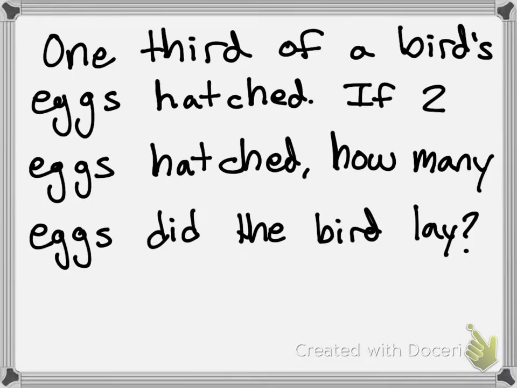So, 1/3 of a bird's eggs hatched. If 2 eggs hatched, how many eggs did the bird lay? We already know what our variable is. What is our unknown, Adriana? The unknown is how many eggs the bird laid. Perfect. Let's say that's E. Now, I want you to come up with your equation.